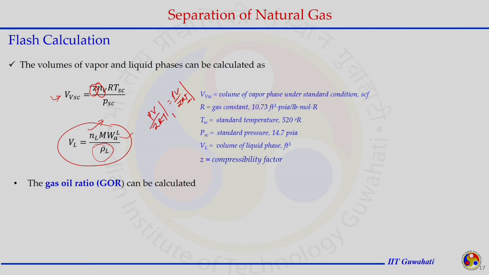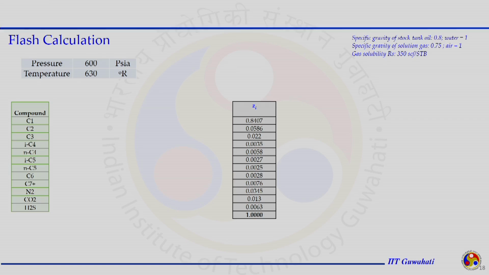Once we know the volume of the liquid phase and the volume of the gas phase that is going to be released from a separator, we can calculate the gas oil ratio, and that gas oil ratio is a very important parameter, because it says what type of well it is: a gas well, a condensate well, or an oil well. I think now the procedure is clear for how to set up the flash calculation. We are going to understand this with the help of one example.